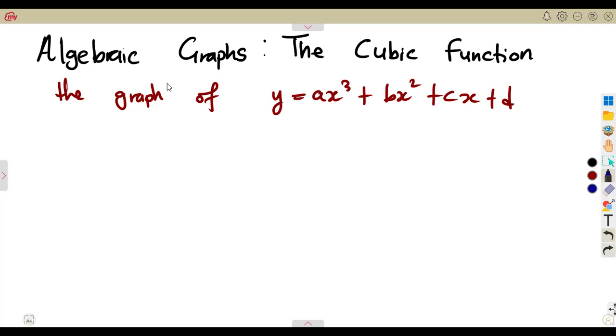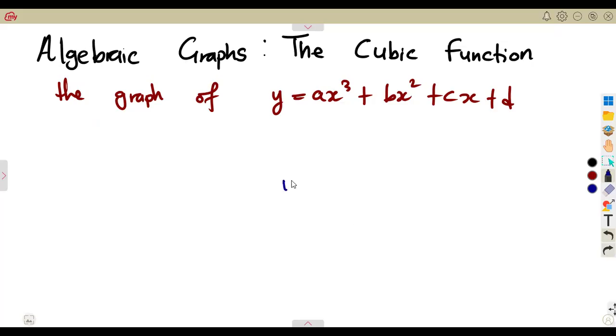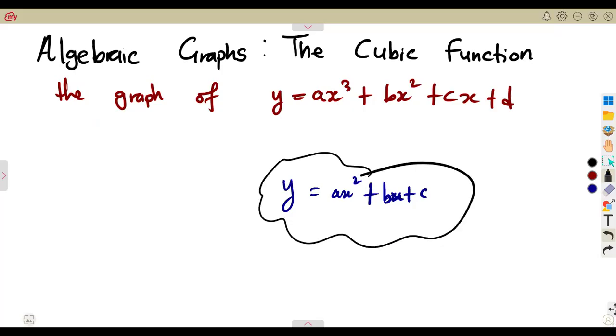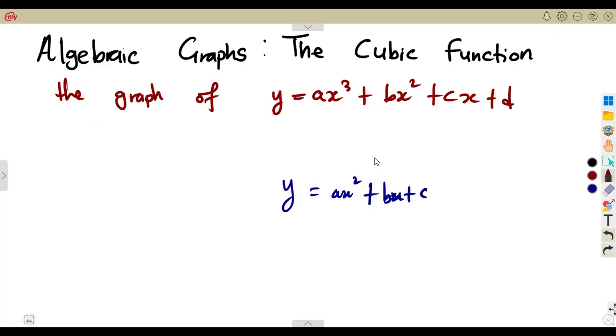So we need to consider the format as usual. Each and every function, or each and every graph, has a function that it operates under. Just like a parabola, we are given y is equal to ax squared plus bx plus c. So you may wonder what is the difference between a parabola and the cubic function. A parabola is the quadratic, having the highest exponent there.